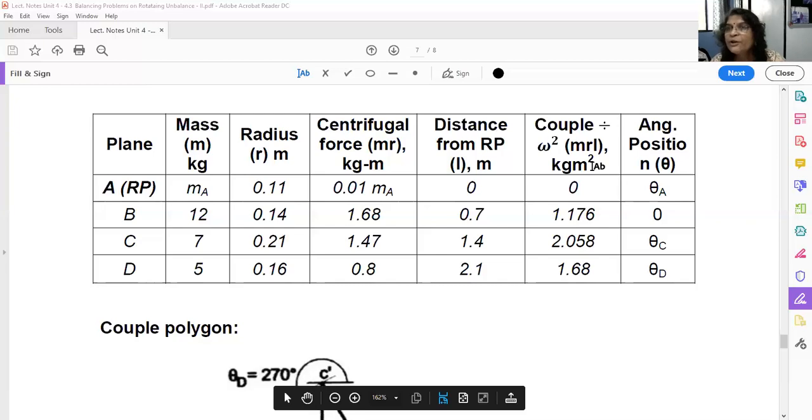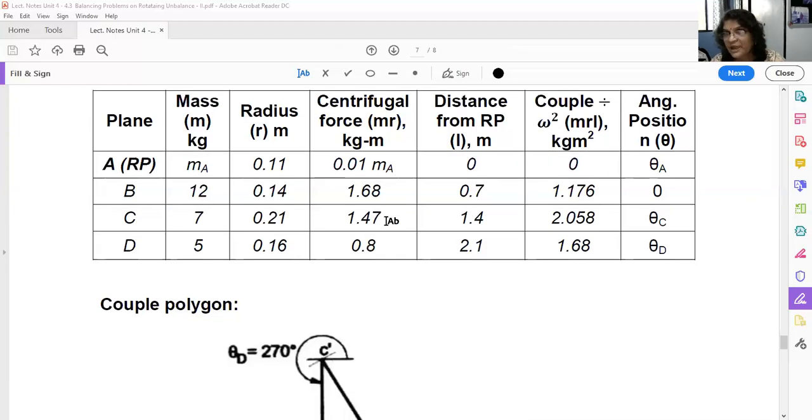Now you have to draw the couple polygon first. Why can you not draw the force polygon? Because this side is also unknown, and the angular positions of these 3 sides are unknown. So you cannot draw the force polygon. So what you have to draw then? The couple polygon, because one of the couples is 0. So the remaining vectors will give you a triangle, and one side of the triangle is known to you. The remaining 2 sides are known in magnitude, so you can find out these directions. How? Let us see here.